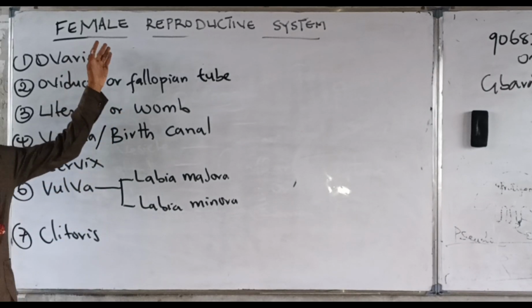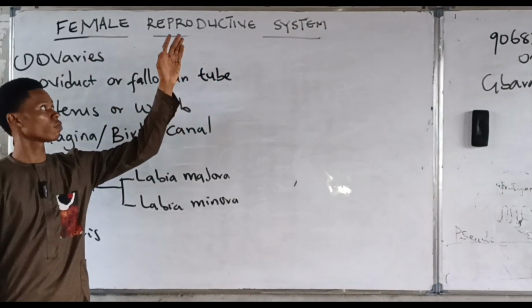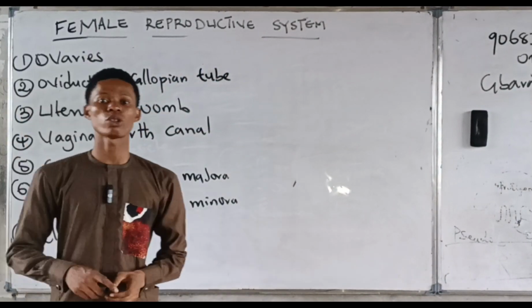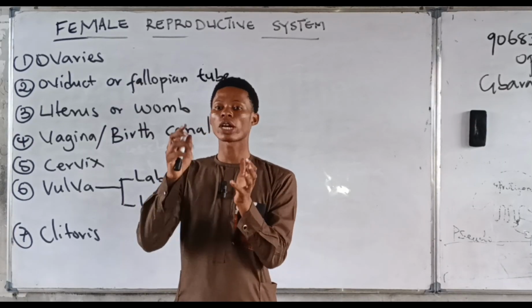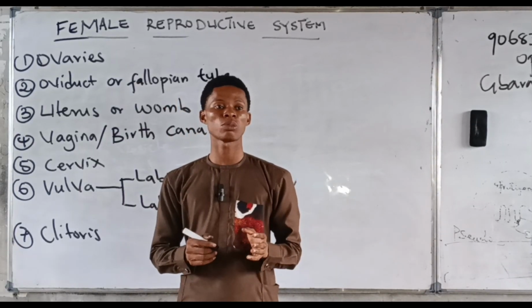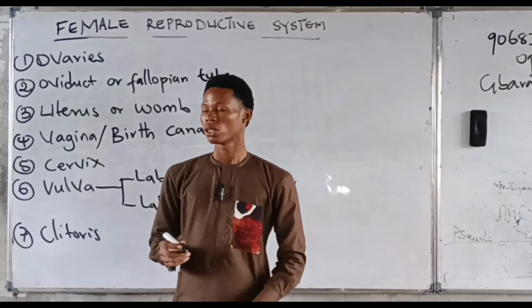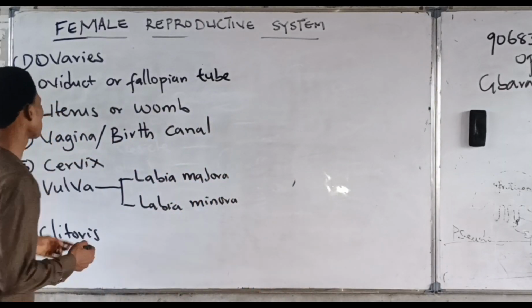Now, let's look at the female reproductive system. We are going to look at the different parts of the female reproductive system and their functions. So first, let's look at the ovaries.